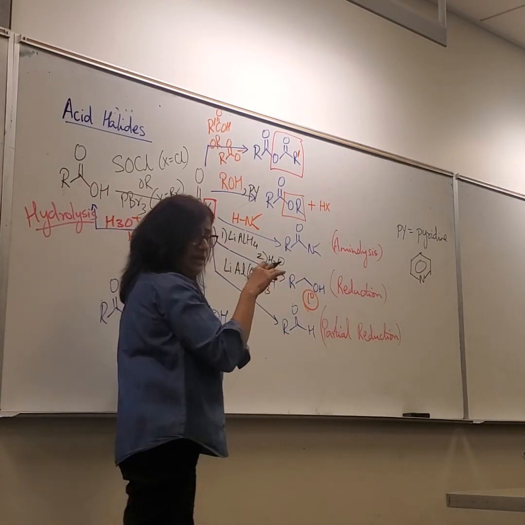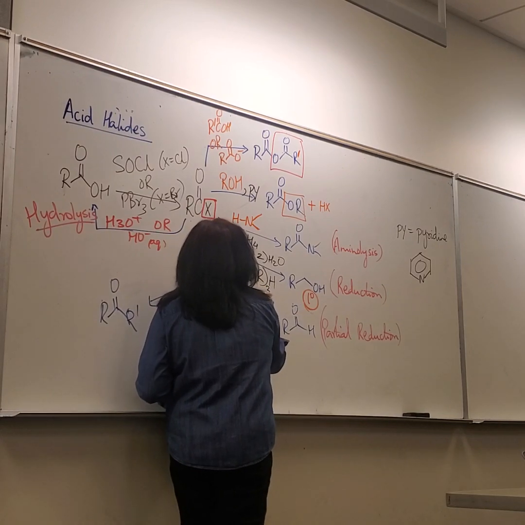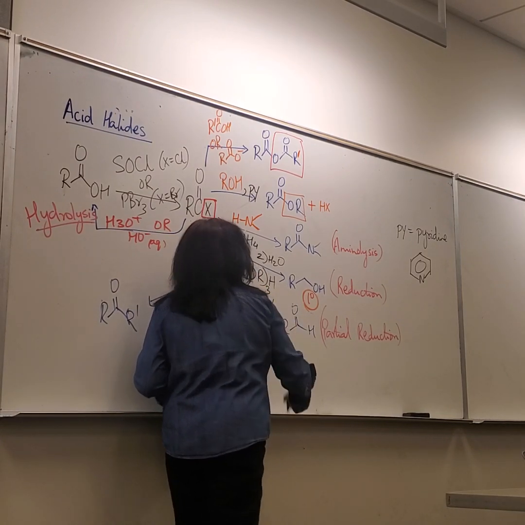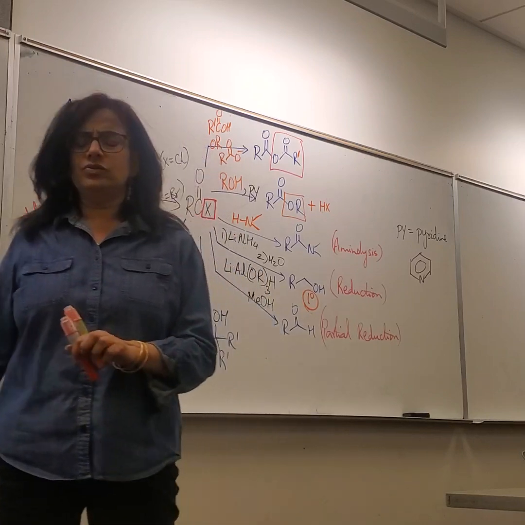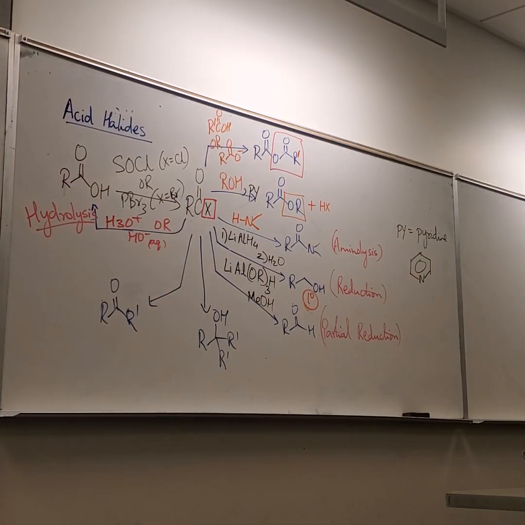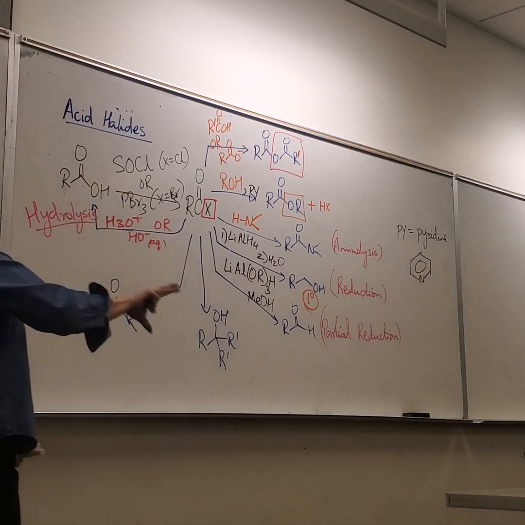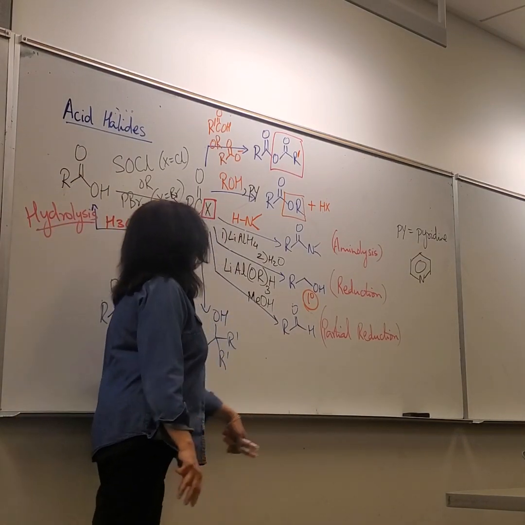This one is weak enough that you can use it in a protic solvent, such as methanol or ethanol, to give us the protons. You don't need a separate step. But that gives us partial reduction and stops right here.